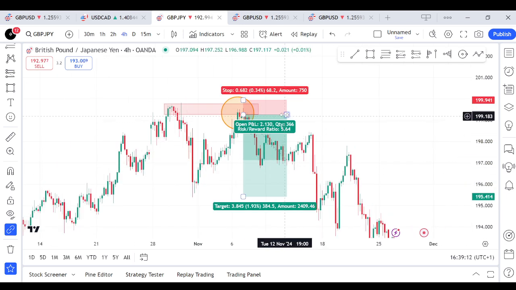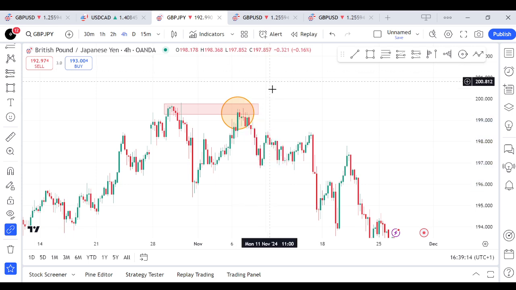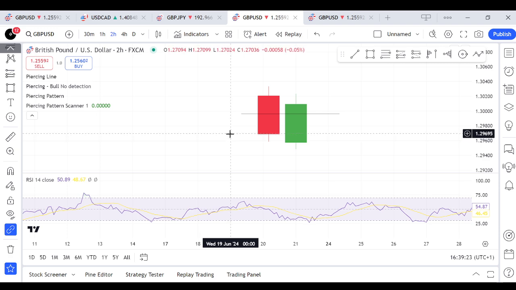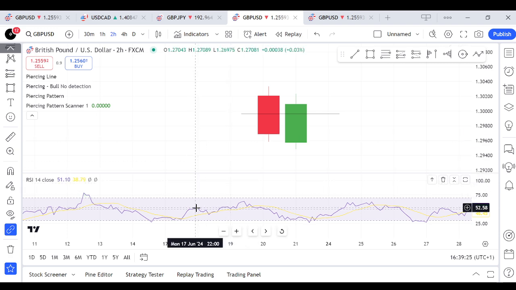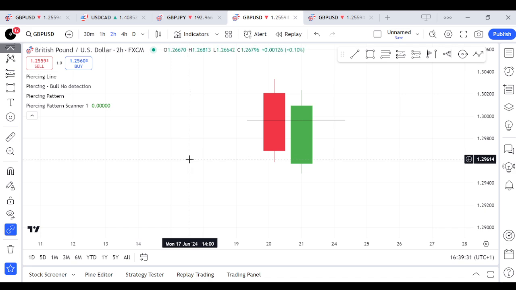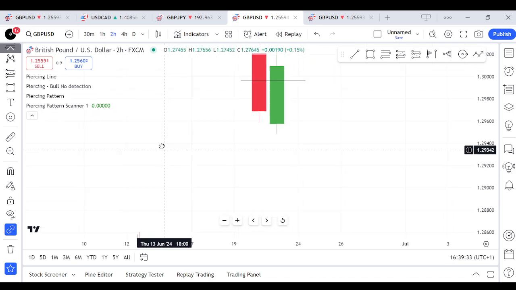So that is how you can use the harami patterns in your trade. And the last one we're going to be talking about today is the piercing line pattern. The piercing line pattern is a bullish reversal pattern, and it forms during downtrends.